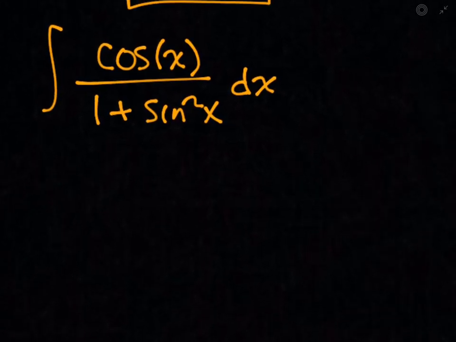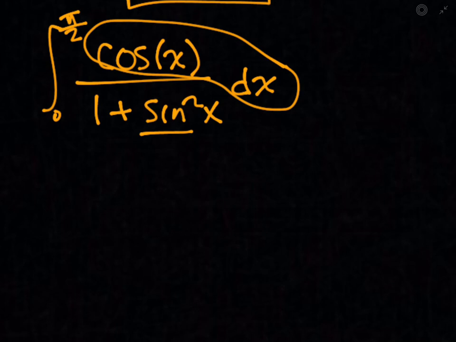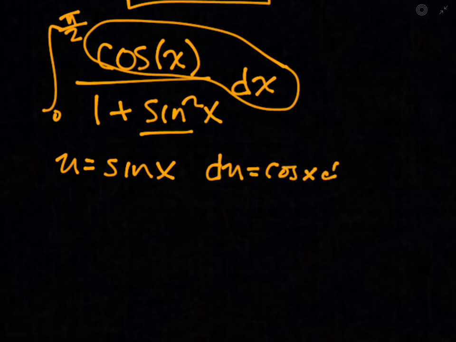All right, let's not forget we have limits on the problem. So we have 0 to pi over 2. All right, so what's this looking like? Well, this is actually a derivative. We could say it's the derivative of sine. So if u is sine x, then we can have 1 over 1 plus u squared. That's an arctangent rule. Then du equals cosine x dx.